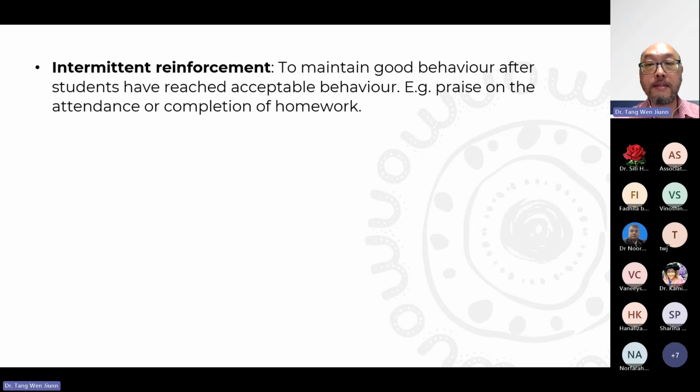Then intermittent reinforcement. This is to maintain the appropriate behavior that we expect. Once all of them are already in the desired behavior, once in a while we have to maintain that, so we still praise them in our feedback so that they continue the good behavior.